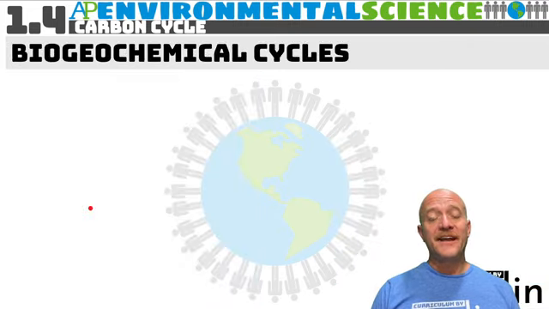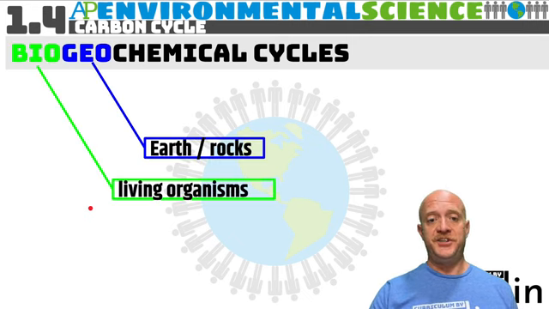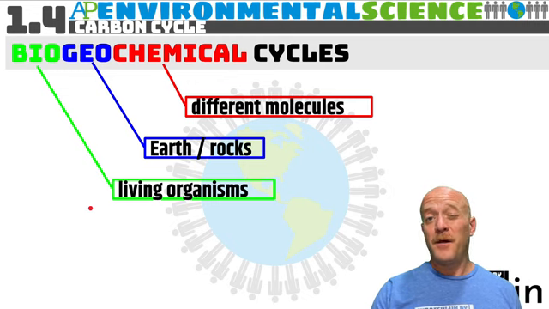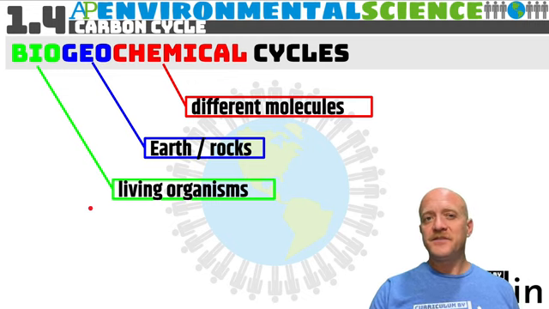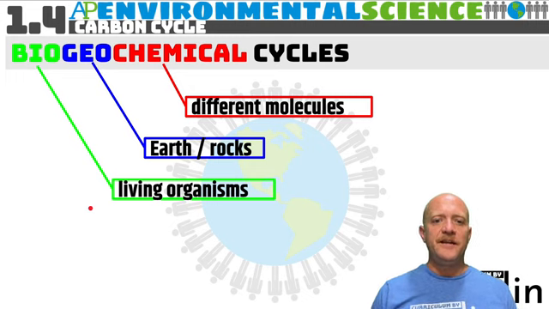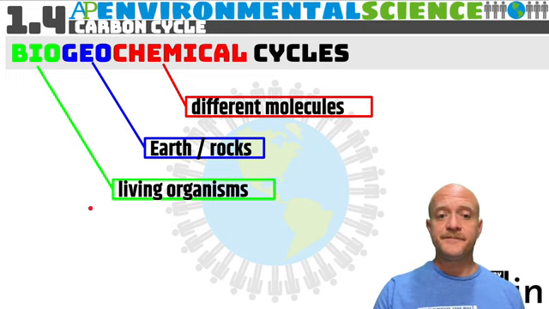So carbon cycle is the first of the biogeochemical cycles we will be discussing. Bio means living organisms, geo means earth or rocks, and chemicals means you just have different molecules. So biogeochemical cycles are molecules switching between different forms throughout living and non-living, or biotic and abiotic, factors.